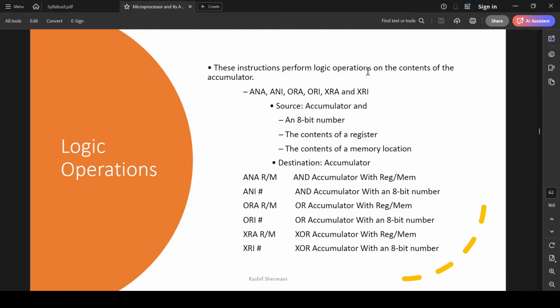These instructions perform logic operations on the contents of the accumulator: ANA, ANI, ORA, ORI, XRA, XRI. Do you find something similar? AND, OR, XOR. Yes, it is. So A stands for accumulator, I think. So, what does ANA do? AND accumulator with register.